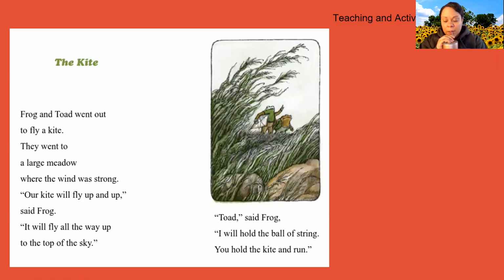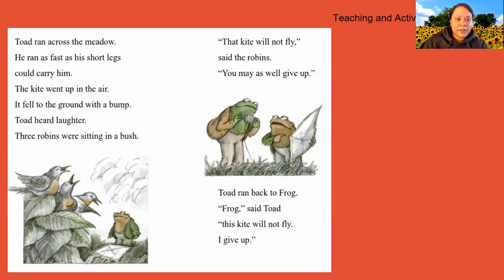All right, so this is a new book. Frog and Toad went out to fly a kite. They went to a large meadow where the wind was strong. Our kite will fly up and up, said Frog. It will fly all the way up to the top of the sky. Toad, said Frog, I will hold the ball of string. You will hold the kite and run. Toad ran across the meadow. He ran as fast as his short legs could carry him. The kite went up in the air. It fell to the ground with a bump.